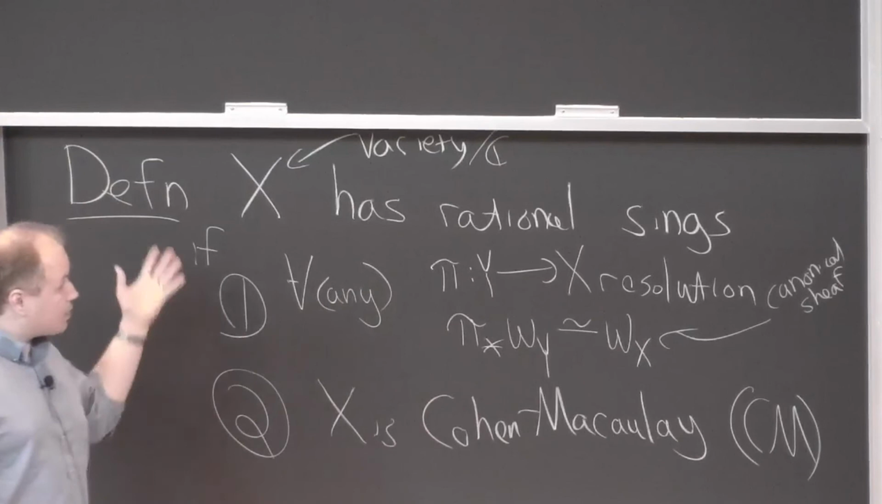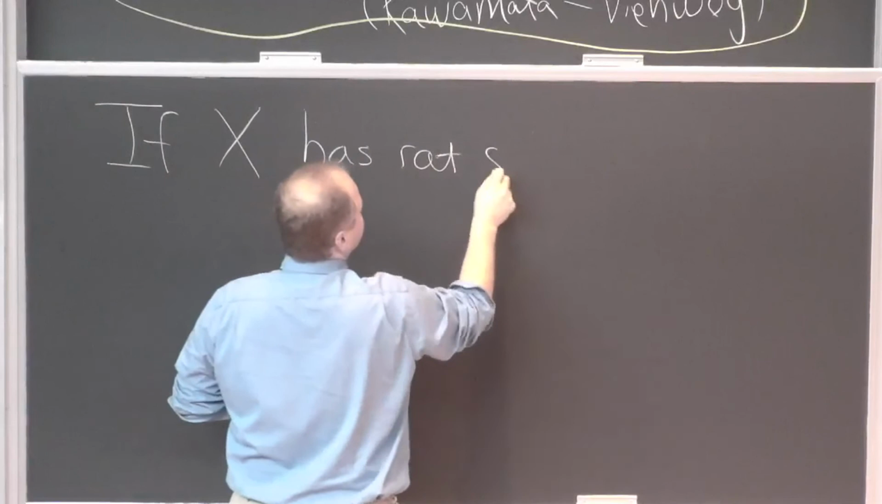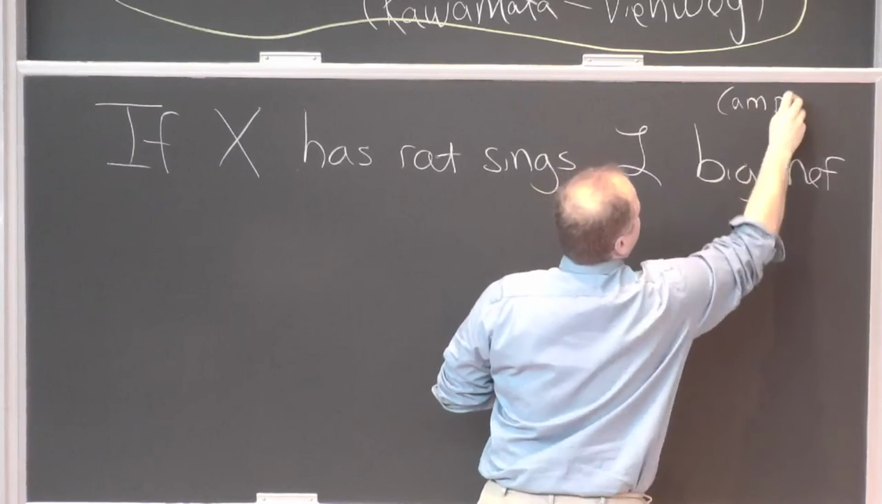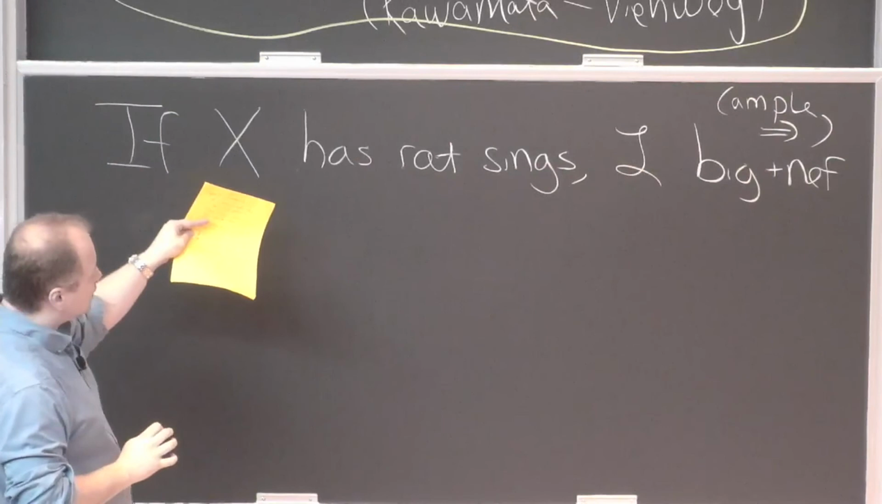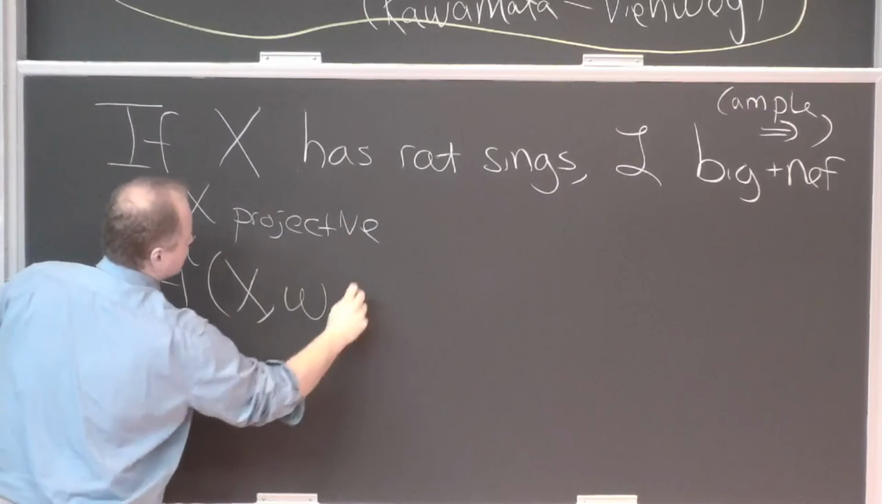Okay. So it's a theorem, and I'm going to prove it to you in just a second. Not even a theorem, it's an observation almost, that if X has rational singularities and L is, I'm going to say, big and nef, but ample implies big and nef, if you don't like those words, and X is projective, then I still have the Kodaira vanishing formulation: H^i(X, omega_X tensor L) equals zero for all i bigger than zero.